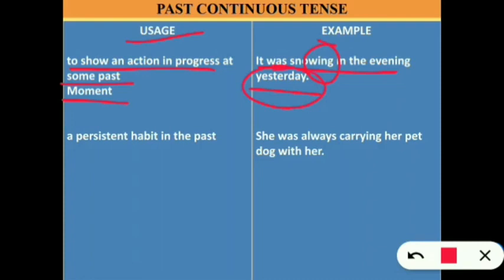Okay. A persistent habit in the past. She was always carrying her pet dog with her. She was always carrying her dog with her. See, this is the habitual action in the past. Okay, because was is there, therefore it is past tense.